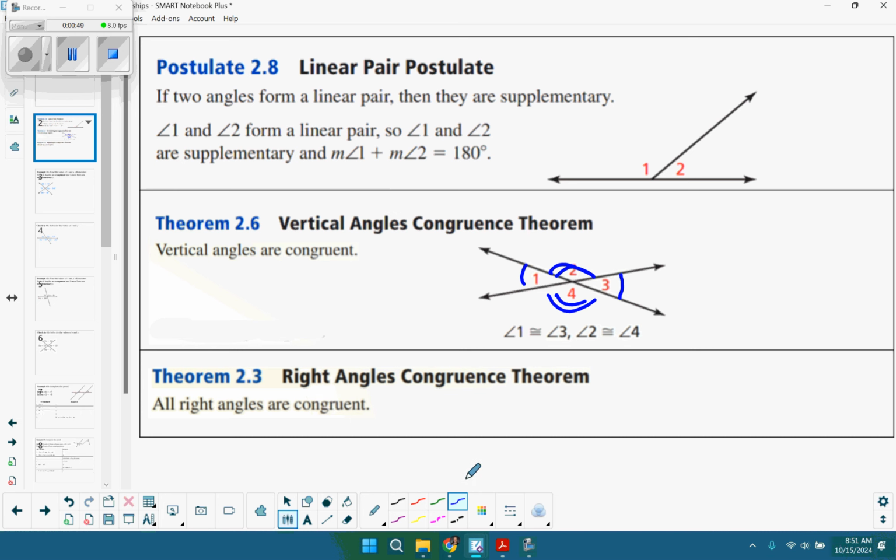This third one is actually new. The right angle congruence theorem. I usually abbreviate it to right angle congruence theorem like this. And that just says all right angles are congruent. So if I know that two different angles are right angles, I can then go straight to saying that they are congruent to each other. So these will all be used in proofs.